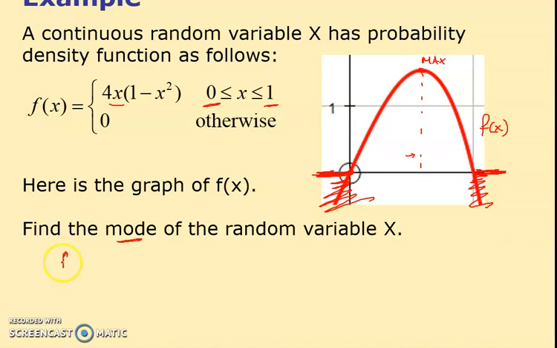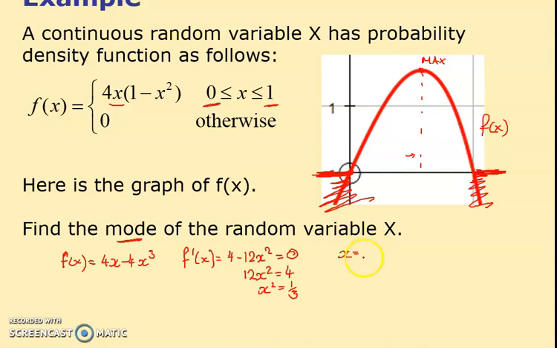We know, for instance, f(x), ignore the naught bit, equals 4x minus 4x cubed. So therefore f'(x), well, differentiate, lose the power, and times: 4 minus 12x squared. And you get turning points, stationary points, when it's equal to 0. So I can say 12x squared equals 4, x squared is a third, and x equals the square root of a third. Or, I suppose, the square root of 1 over the square root of 3. And if you type that into your calculator, it doesn't matter how you get there, it's root 3 over 3.